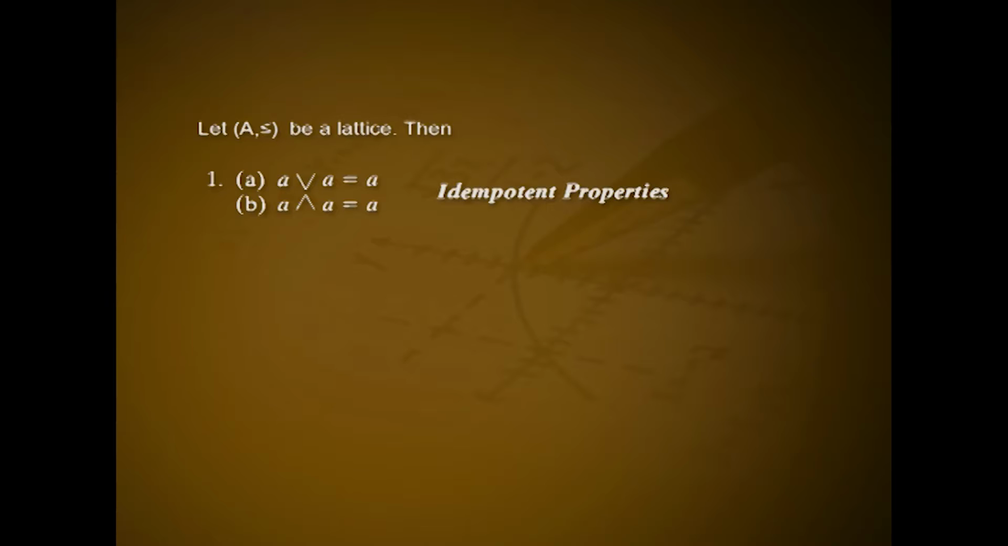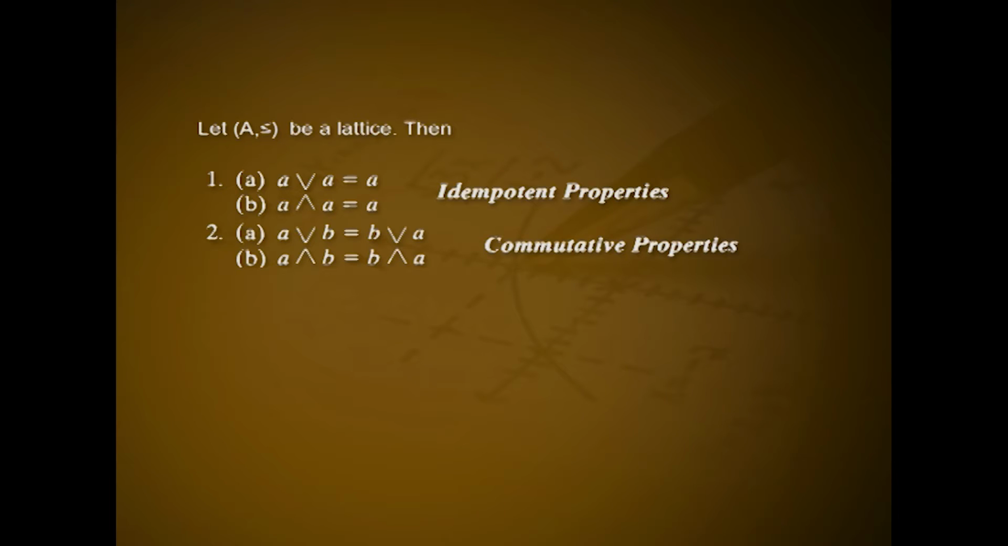The proof of part b is analogous to the proof of part a, and the proof for part c follows from part a and part b. Theorem 2. Let (A, ≤) be a lattice. Then first, the idempotent properties: a join a is equal to a and a meet a is equal to a.